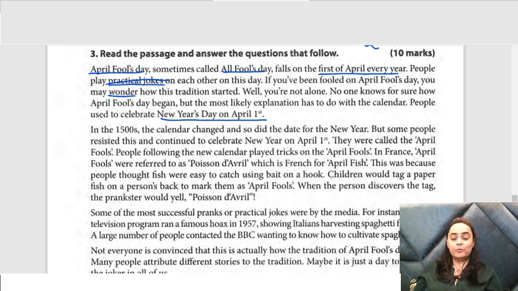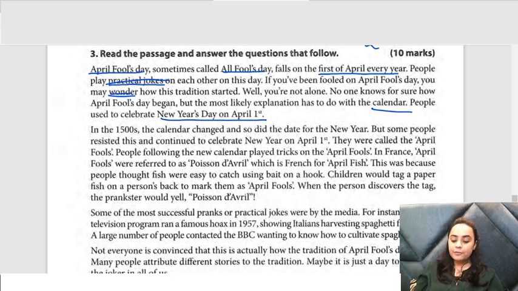Now, if you've been fooled on April Fool's Day, you must be thinking, how did this day start? So the writer tells us that you are not the only one who has this question in mind, because there are a lot of people who've been thinking about it and nobody knows exactly how April Fool's Day began. But the most likely explanation behind it is with respect to the calendar. Now, there was a time when people would celebrate New Year's on the 1st of April.